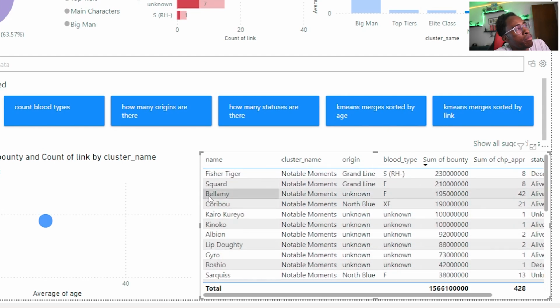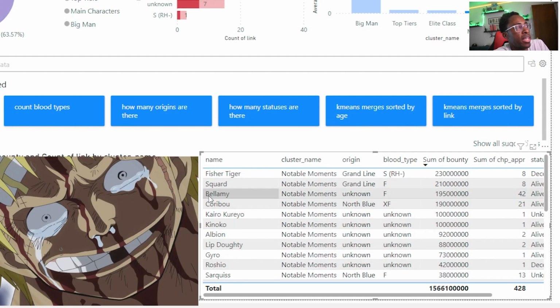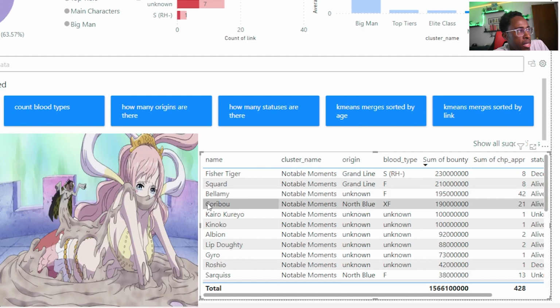Other characters, we have Bellamy, notable moment, getting punched by Luffy. Two different instances, one shot punched, ending his life. Caribou's an interesting character to be in this list. He hasn't had quite that notable moment, but he's had some weird moments. His bounty is just not high enough, nor is his character appearance high enough to put him anywhere else.